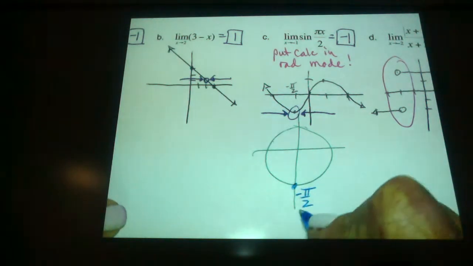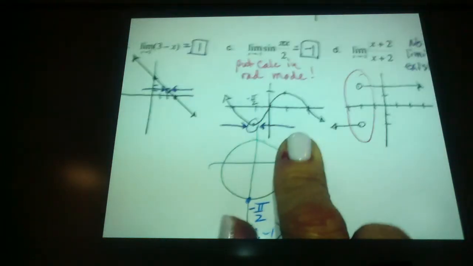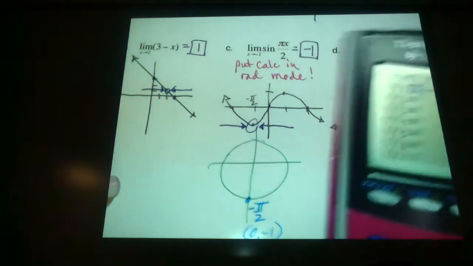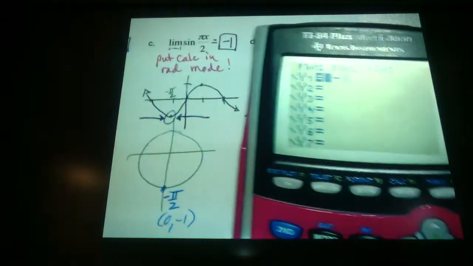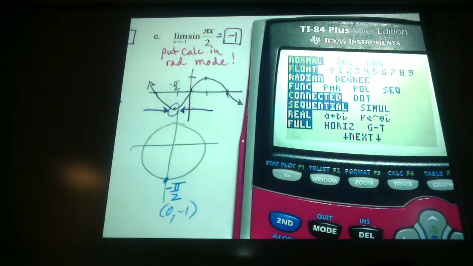This is 0, negative 1, right? Okay. So we're going to put this in our calculator, but because of the pi and the x, go ahead and go into y equals. I want to show you what happens. First of all, make sure that your calculator is in degree mode before you start. I just want to show you what happens if it's in degree mode.